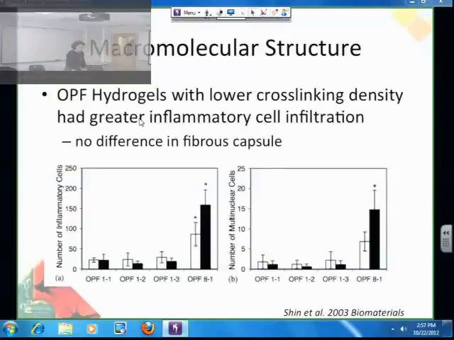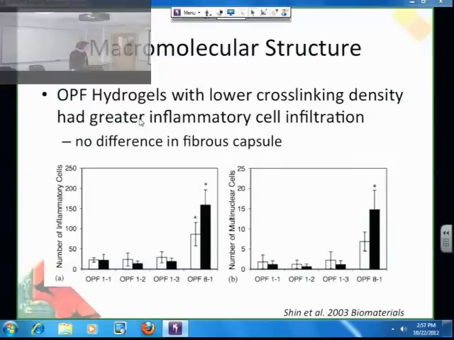So one study also found some really interesting results of the effects of macromolecular structure. They had OPF hydrogels, which is oligo(polyethylene glycol fumarate). So it's basically PEG, but it's degradable. It's very similar to a PEG hydrogel. Of course, you have the fibrous capsule, just like you have with normal PEG hydrogels. The groups studied on the bottom, OPF, they tested 1, 2, and 3. I can't remember what the differences between those groups were, but they had no difference in fibrous capsule anyway.